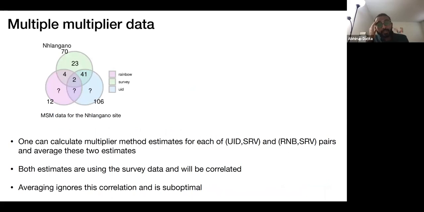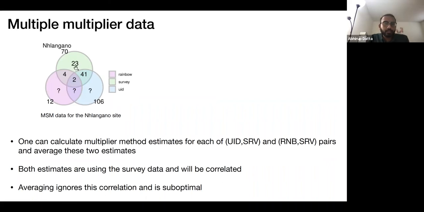So what typically is done is that people calculate pairwise multiplier method estimates. We look at the paired data between the survey and the UID. For that, we have the marginal counts of the survey, marginal counts of UID, and the count of the overlap, which is 43. And then we use a multiplier method estimate for these two data sources. We do the same thing for survey and the Rainbow Night as well. So for each of the non-survey data sources, we can pair it with the survey and calculate the pairwise multiplier method estimate.